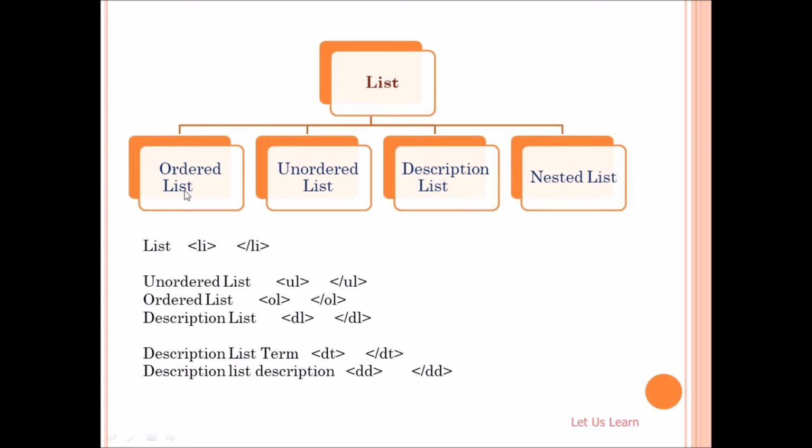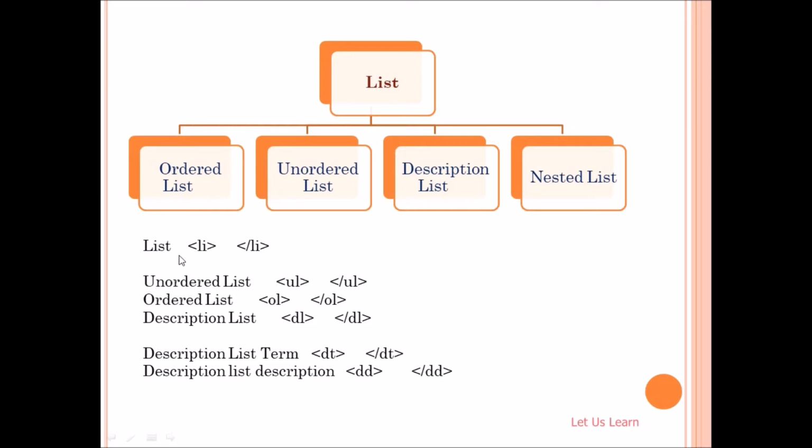First, an ordered list is nothing but if you give Roman numbers or 1 to 3 or alphabets, that is the ordered list. Unordered is nothing but if you are listing your items with shapes like a circle, disc, square, like that. A description list is nothing but if you have any term and you are giving definitions or descriptions for that.